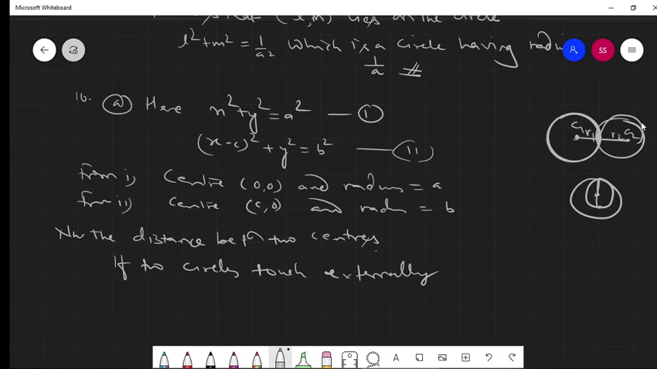Then if the circles touch externally, what will happen? c equal to a plus b, which is radius 1 plus radius 2. If two circles touch internally, the distance c should be a minus b or b minus a. These are the required conditions for two circles to touch externally and internally. Now moving to question number 10b.